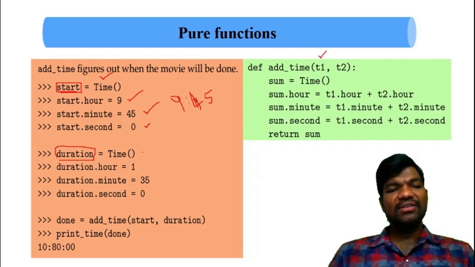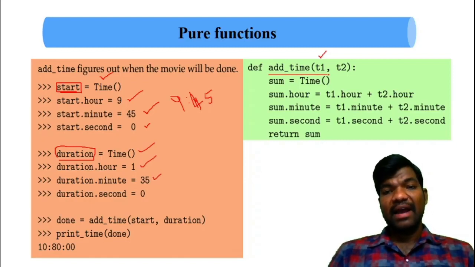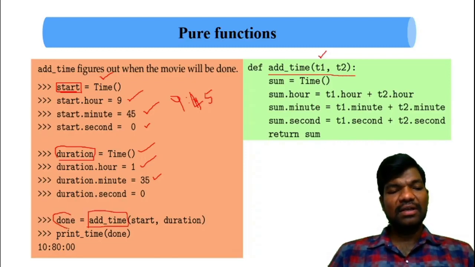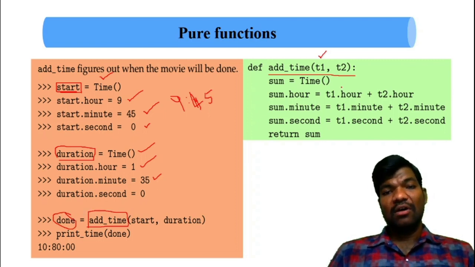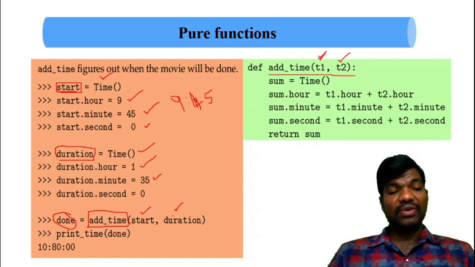Duration is also the same class, 1 hour, 35 minutes. Now, what is the function? Add time of t1 comma t2. Call the function add time and assign that to the done variable. So how many arguments here? t1 and t2. Call the function by using two arguments, start and duration, right? So after calculation of that, you will get 10 hours 80 minutes, right?